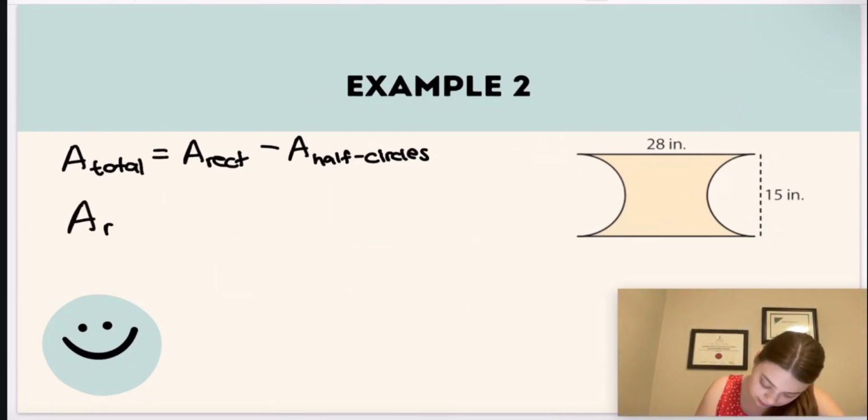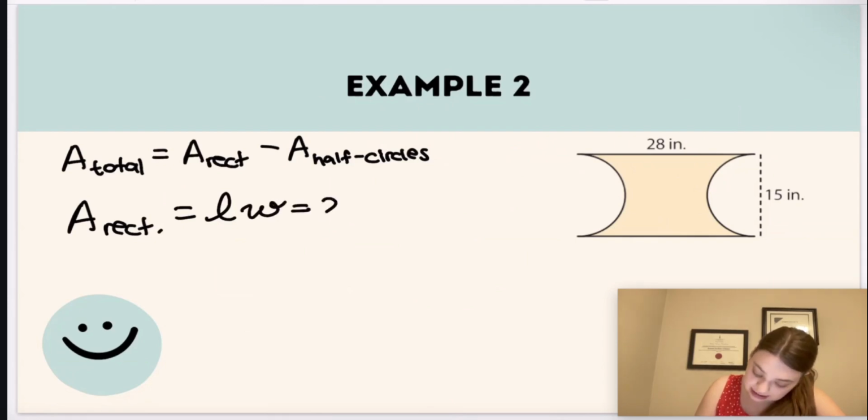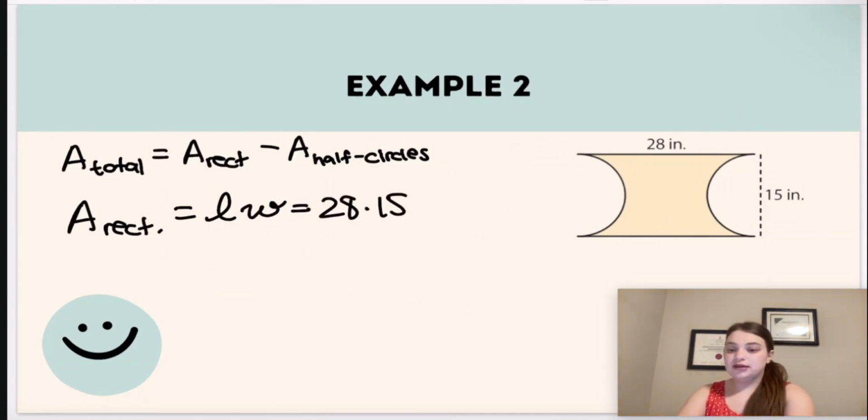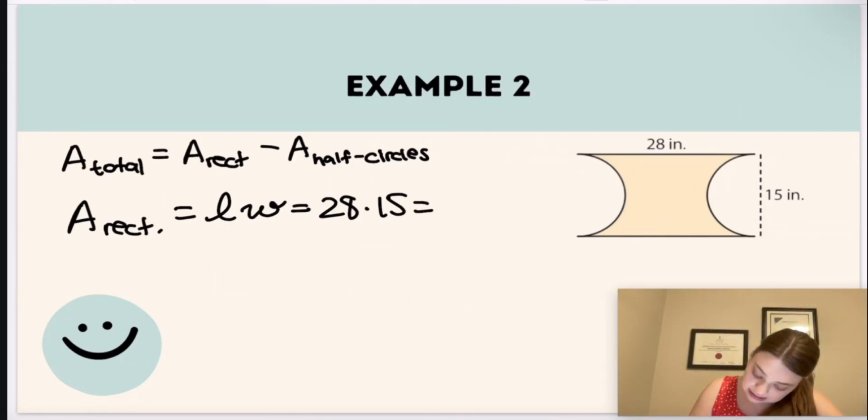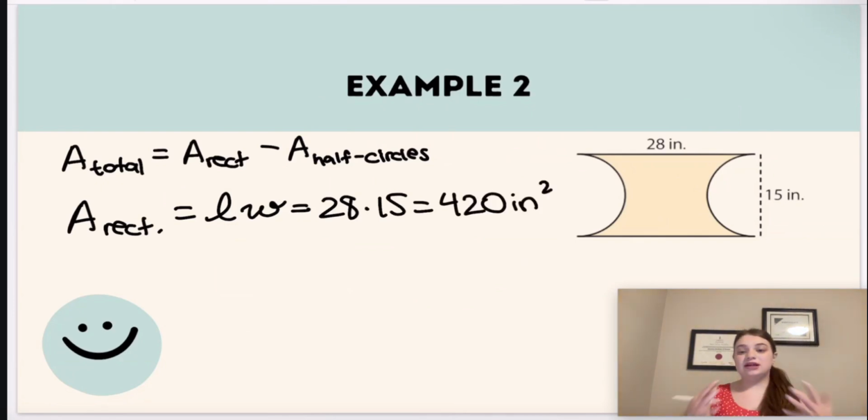The area of the rectangle is going to be length times width. In this case, length is 28 and width is 15. Go to your calculator and type in 28 times 15. If we do that, we get 420. So the answer is 420 square inches. If we were finding the area of the full rectangle, that'd be the answer.